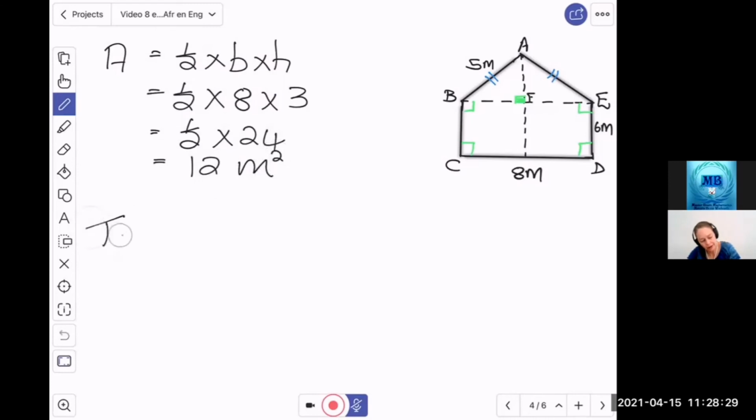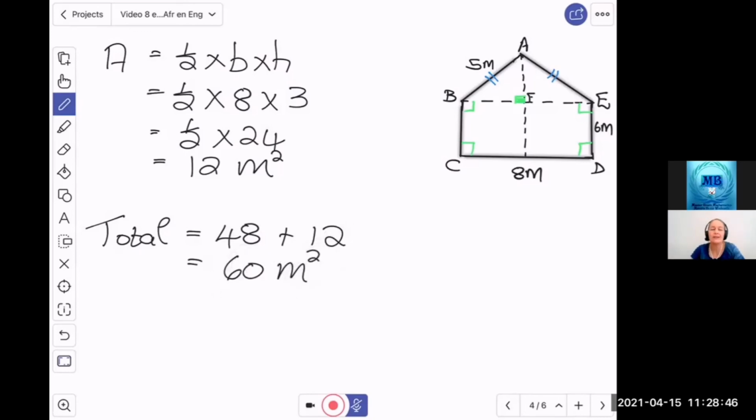So our total area will be the area of the rectangle, which we calculated before as 48 square meters, plus the area of the triangle, which is 12, and we end up with a total of 60 square meters. And there we have it. We have calculated the area of the total given shape by splitting up the shape into separate recognizable shapes, calculating the area of each separate one, and then adding them together.